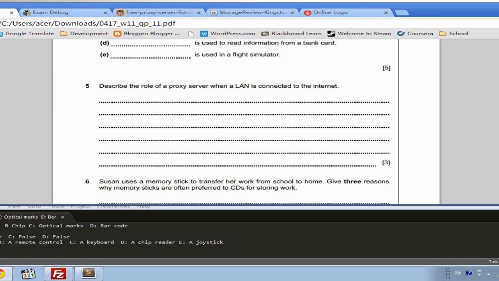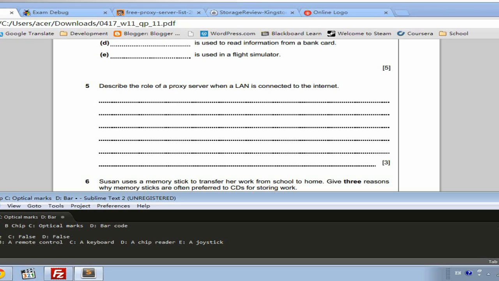So let's go back to the question. Describe the role of a proxy server when a LAN is connected to the internet. So the role of the proxy server is to act as a web server that can protect or act as a wall between the users and the internet.